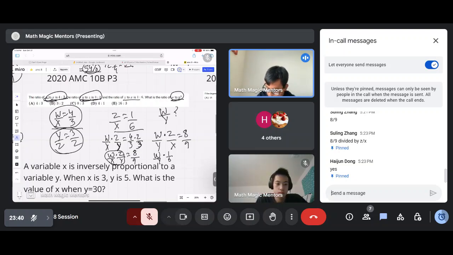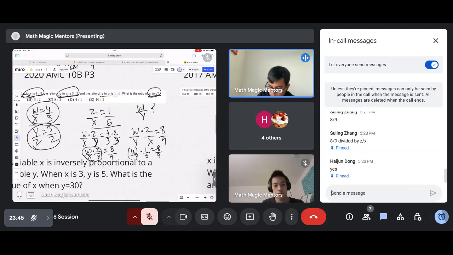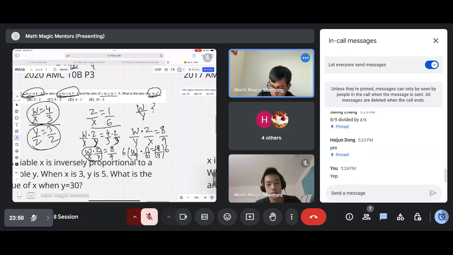So we're going to get 1/6 equals 8 ninths. And so multiplying by 6 on both sides, we get w over y, as I wrote here, w over y equals 16 thirds. And so our answer is E here.